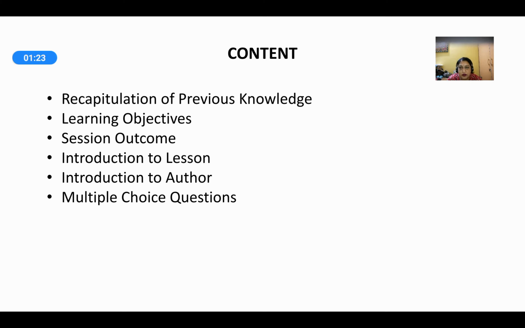Next, we shall proceed towards the learning objectives. Learning objectives are certain rules or aims which a student can look forward to achieving through the course of the session. Session outcome is what the learning objectives promise to complete. So, the student by the end of the session can look forward to the learning objectives having been completed. And then we shall proceed to the introduction of the lesson and introduction of the author, later followed by a small multiple choice question answer session to assess how much knowledge we have gained through the course of this session.